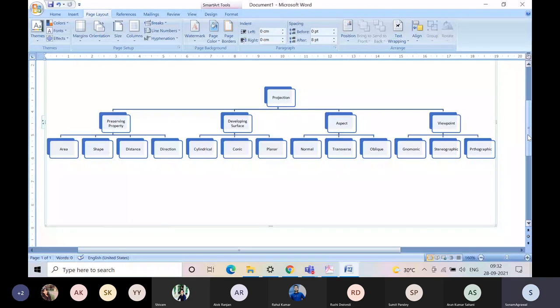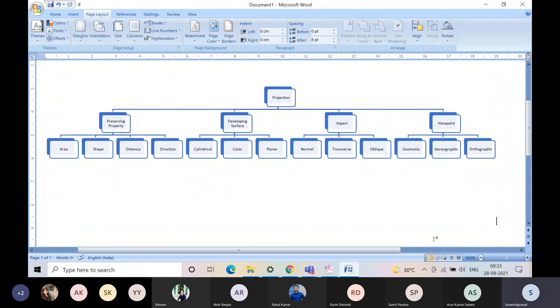I think all of you have created this classification of projection. On the basis of preserving property, it can be area preserving, shape preserving, distance preserving, or direction preserving. Then on the developing surface basis, it can be cylindrical, conic, or planar. On the basis of aspect, it can be normal, transverse, or oblique. Then on the basis of viewpoint, it can be gnomonic, stereographic, or orthographic. Spelling is a mistake. It can be orthographic.